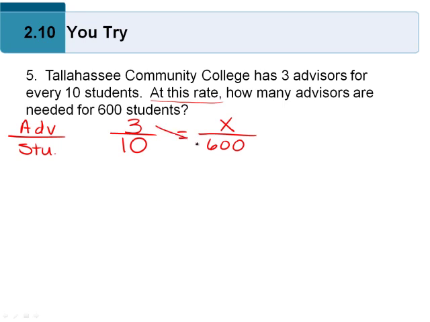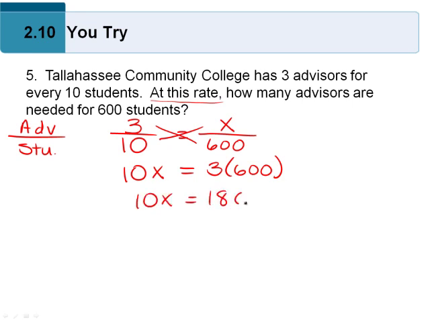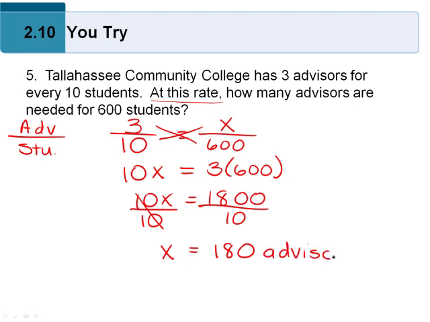All right, so we're going to cross multiply. And we have 10 times x, I'm keeping that variable on the left, equals 3 times 600. So 10x equals 1800. Okay? And then remember, divide by 10 on both sides. The 10's cancel, and x equals 180. And that would be 180 advisors. That's what we were looking for. How many advisors? Okay?